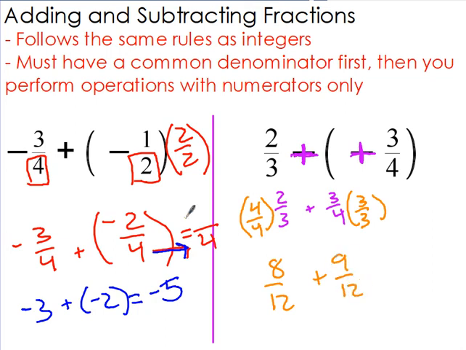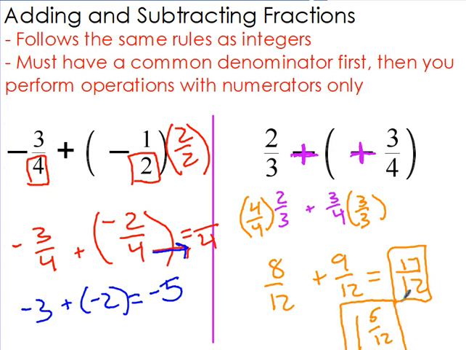Now, my denominator we know has to be 12, and I'm just looking at the numerators. This one's fairly simple because we have no negatives to worry about. It's just 8 plus 9, which is 17. So 17/12 would be an acceptable final answer. If we wanted to change it into a mixed number, it would be 1 and 5/12. All right.